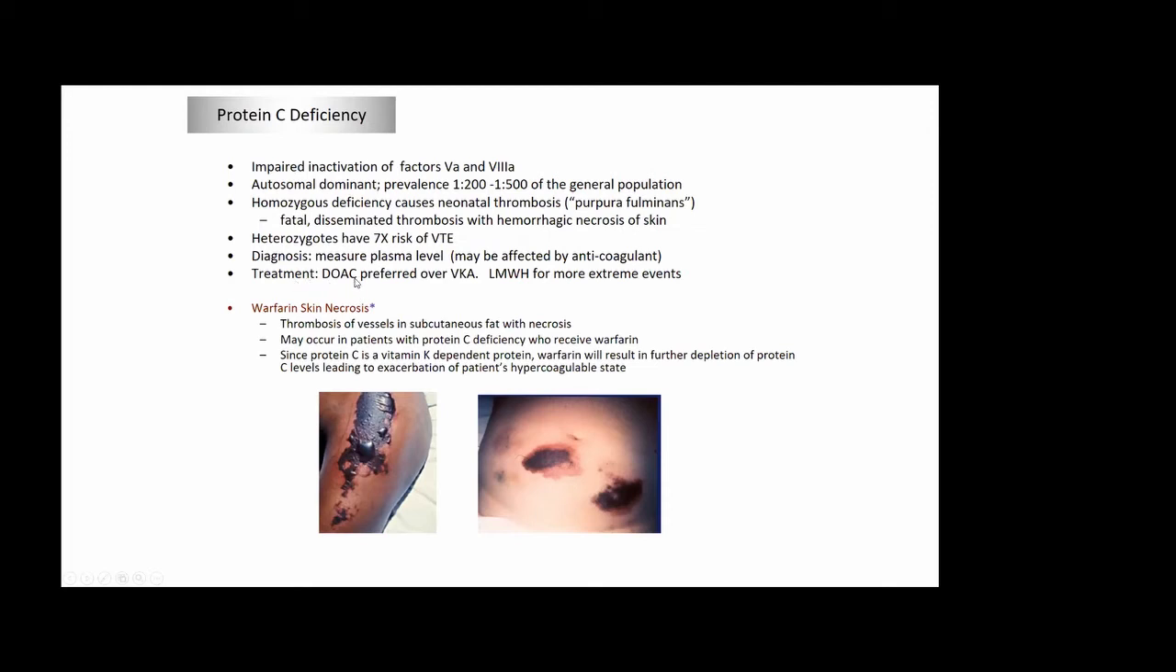In general, the preferred therapy is a DOAC rather than warfarin, although before there were DOACs, there was protein C deficiency, and they were treated with great care by warfarin, but with a lot of help from low molecular weight heparin.